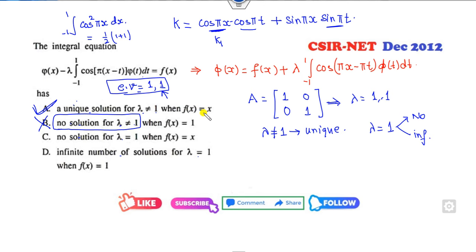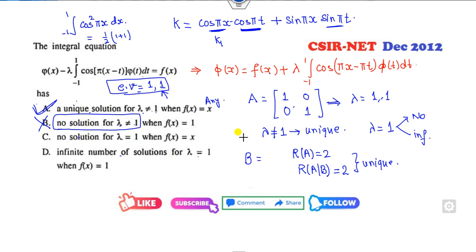Whatever the value of f of x, if you calculate the B, what is B? This into f of x. Whatever the B, if lambda is not equal to 1, the rank of A will be 2, then what is the rank of A augmented with B? It is always 2, so you will get a unique solution. So the first option is obviously correct, even for f of x being any function.